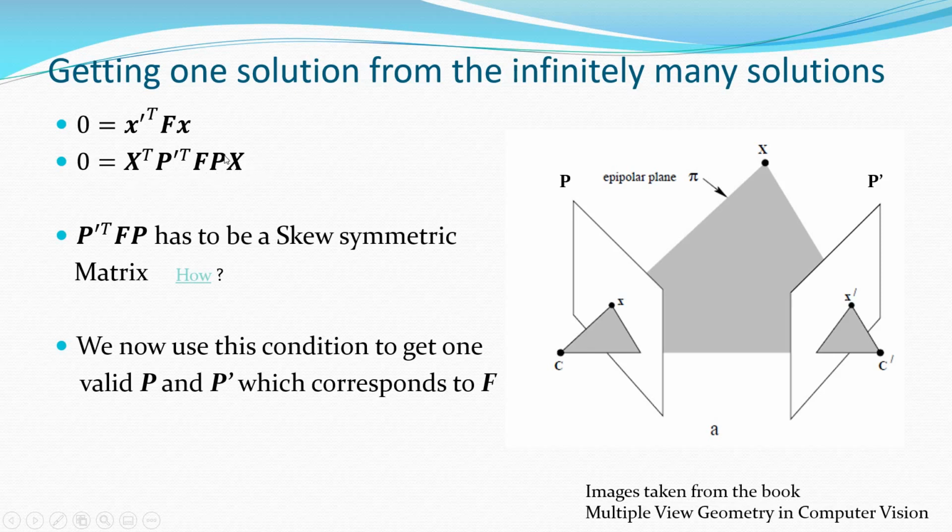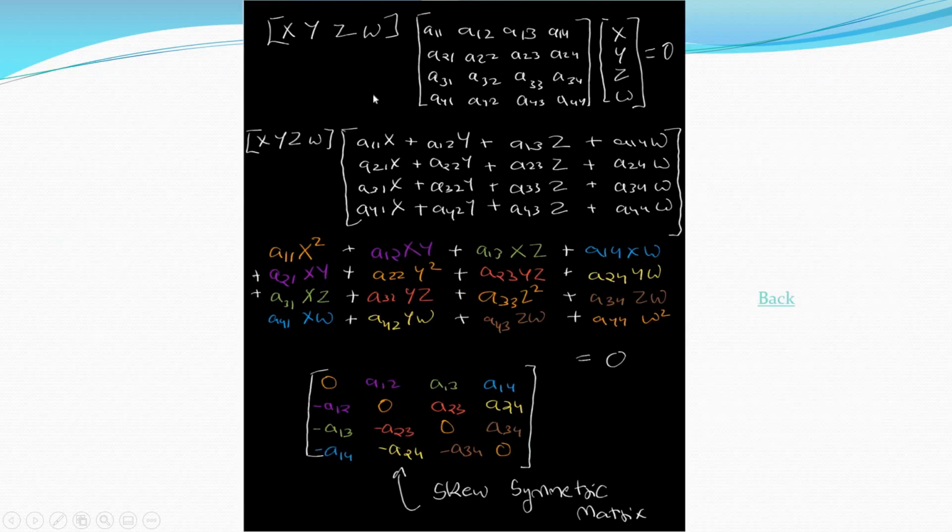Now it turns out that the matrix formed here has to be a skew symmetric matrix, because there is this X transpose, then this matrix, and again there is X, and this equals 0. So if this is the case, then the matrix P dash transpose F P has to be a skew symmetric matrix. Why? Let us see that with a small proof.